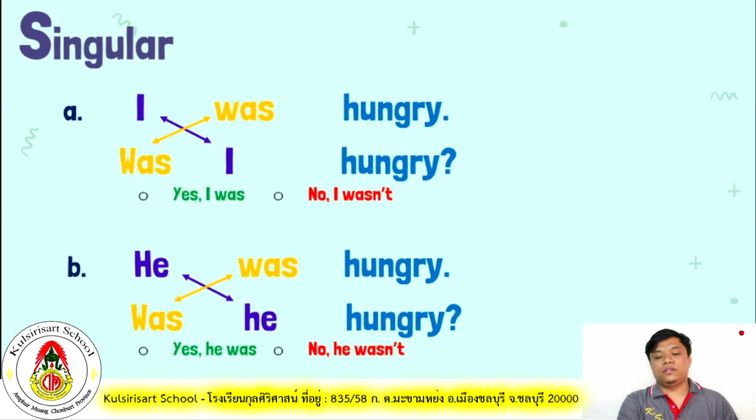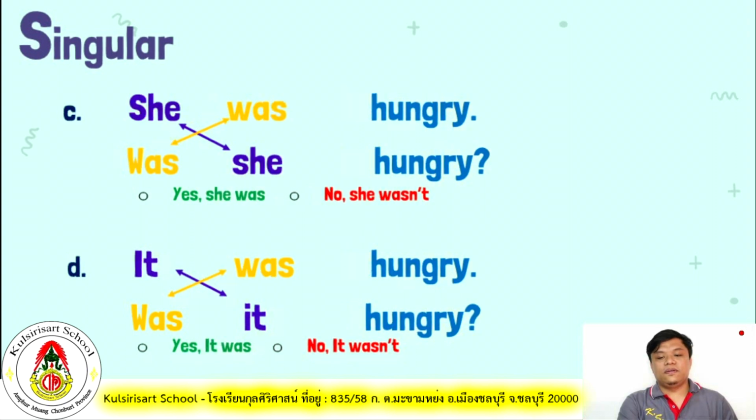We have here also another recap. For our recap, singular, we will just change the subject with our verb to be. Instead of saying I was hungry, was I hungry? So you will answer the question now with yes, I was, no, I wasn't. He was hungry, was he hungry? You will answer it with yes, he was, and no, he wasn't. Okay, and so on. She was hungry, it was hungry.